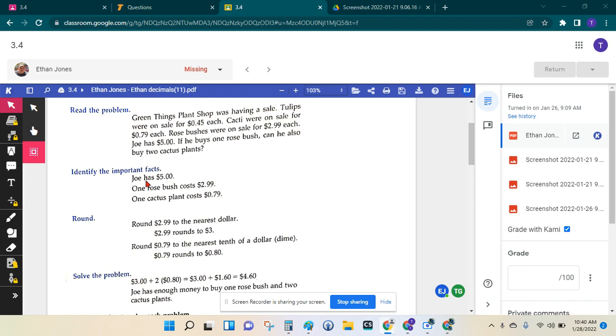Alright, so what you do first here, like what it's showing, you figure out what you need from this information. So he has $5, a rose bush costs $2.99, and the cactus costs 79 cents.